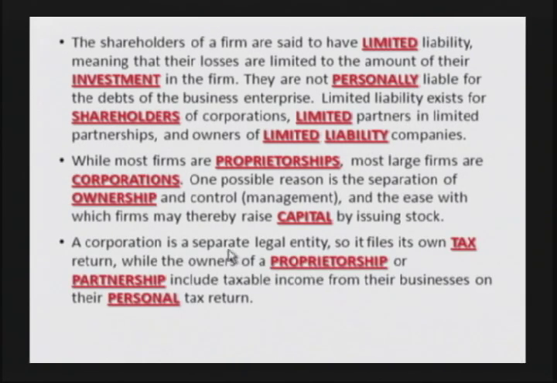A corporation is a separate legal entity, so it files its own tax return, while the owners of a proprietorship or partnership will include the taxable income from their businesses on their personal tax return. So the corporation gives rise to the double tax, because the corporation is taxed and then the stockholders are taxed on the dividends, but a proprietor or a partner is only taxed one time at the personal level because they pay the taxes on their business income on their personal tax return.